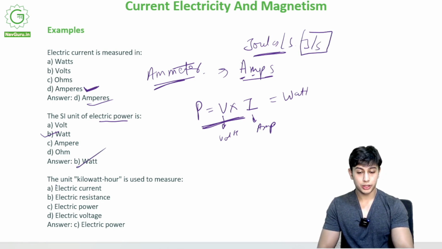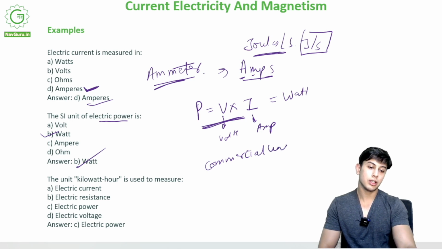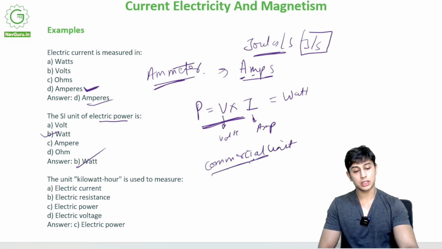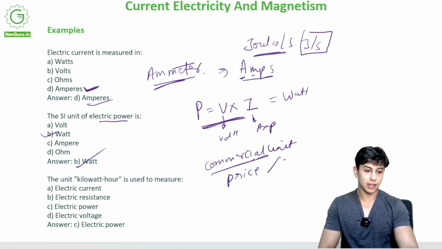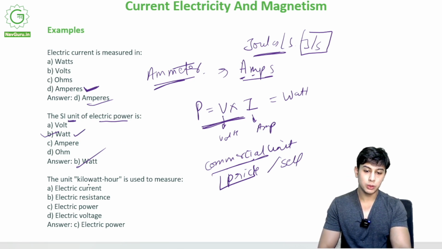So watt. The unit kilowatt hour is used to measure what? Kilowatt hour is a commercial unit. What do I mean by commercial unit? For money purposes, to put prices, to sell. If I sell power, in what unit will I sell it so that I can put a price to it? That is all commercial. The SI unit, the standard unit, is what? Standard international. The unit kilowatt hour is used to measure electric power, kWh.